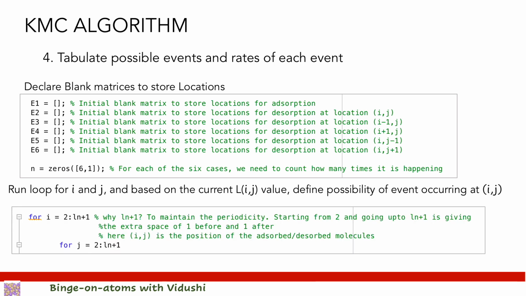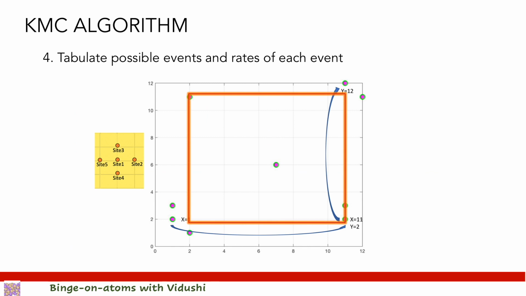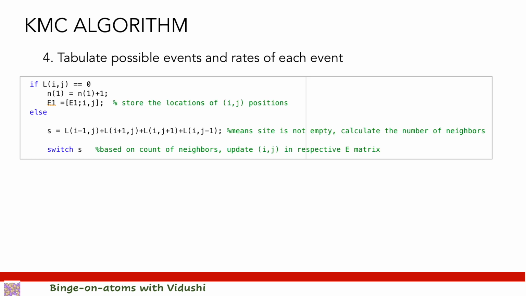Next, we run a loop for ij to check values of ij in the L matrix and tabulate ij locations in one of the events calculated. Here, the loop is run from 2 to ln plus 1. As you remember, we added 2 extra rows and columns for periodicity. Therefore, we will leave one location as dummy before and one after in the grid. For every MC step, every ij location is checked.